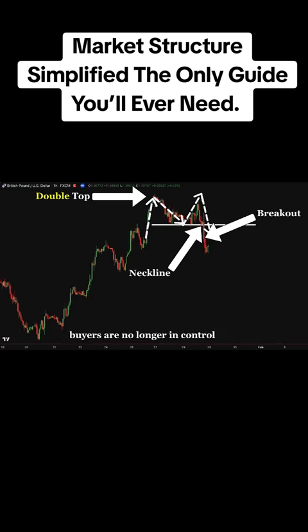Buyers are no longer in control. You should stop thinking in terms of buying opportunities. Let's be clear though, this does not automatically mean a downtrend has started. We are simply recognizing that the uptrend is no longer valid and momentum has shifted. This helps you adapt your strategy, protect your capital, and prepare for the next move.